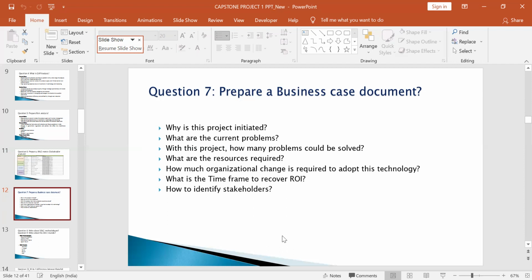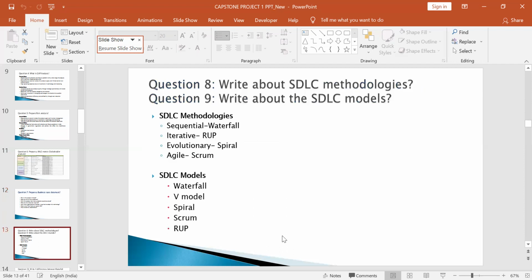Okay, and then next, write about SDLC methodologies. As we all know, SDLC stands for software development life cycle management. We have four methodologies: sequential, iterative, evolutionary, and agile. You have to give the answer in a generic way. You can justify the generic way, like what is SDLC methodology. You have to elaborate what is sequential, what is iterative, what is evolutionary, what is agile, in the generic way.